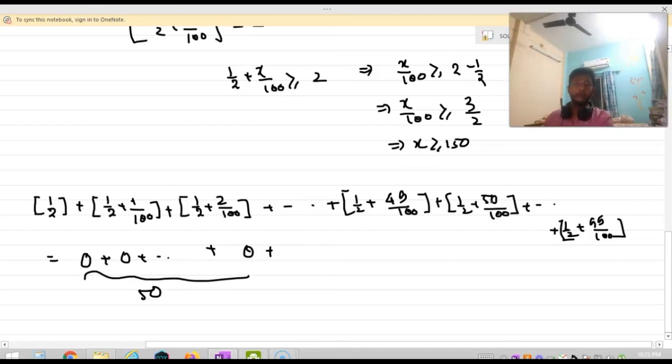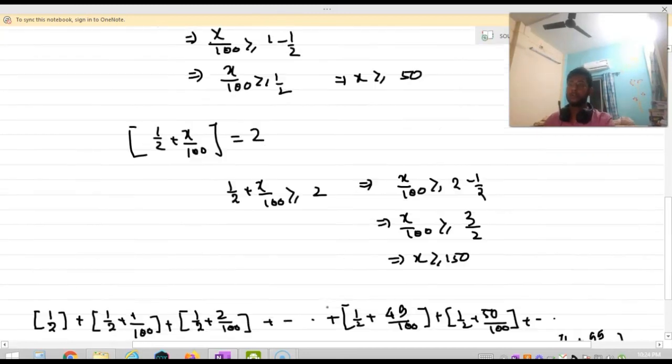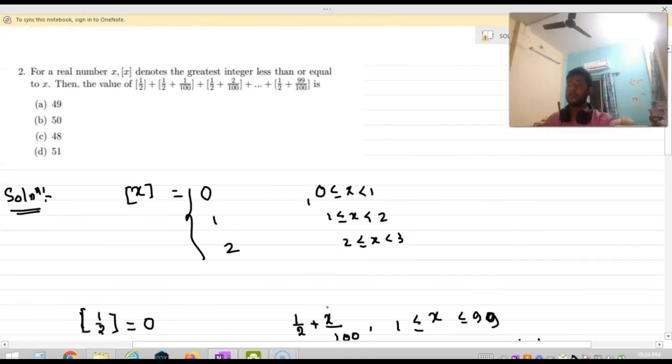Plus box of half plus 50 by 100 is 1, plus box of half plus 51 by 100 is 1, plus dot dot, up to box of half plus 99 by 100 is equal to 1. Now how many terms are there? Starting from 50 to 99, there are 50. So the value of this is equal to 50. So option B is our correct option.